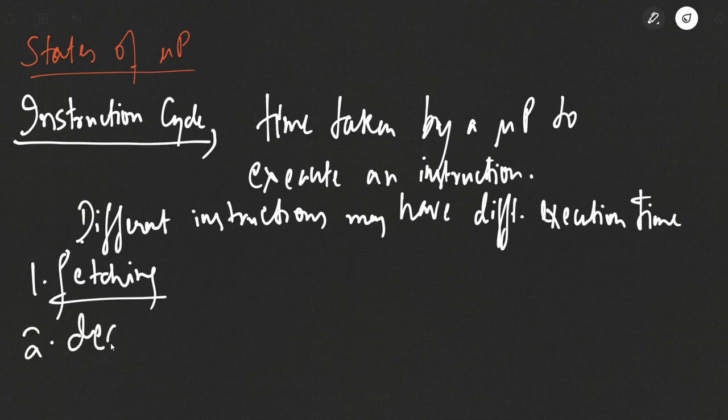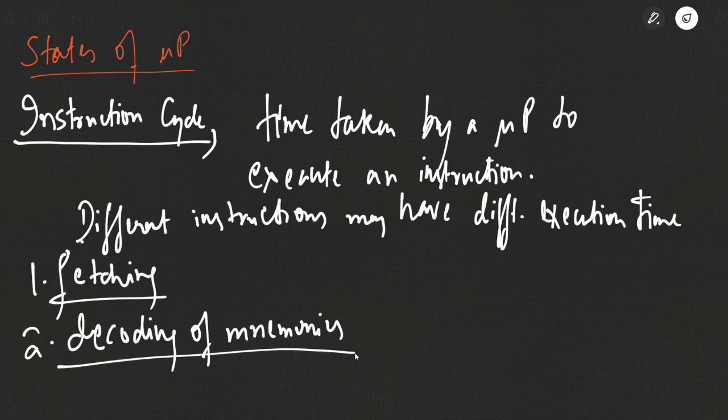So this instruction will be written on some memory location whose address will be available to us. We need to fetch, so we need to first of all get the address. Once we have the address, then we'll be able to retrieve the information from that address. So that's known as the fetching process. This fetching process will again take some period of time.